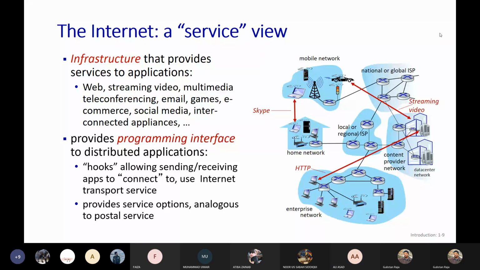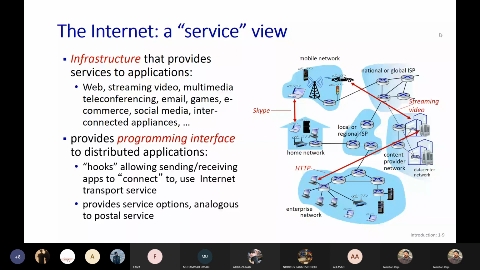So infrastructure is there. Look at this slide. Basically the internet provides you infrastructure. Infrastructure means these routers, these communication links, they all come into infrastructure. And this infrastructure is providing various services to applications which are running at different end systems. What are those applications? For instance, streaming video, multimedia, teleconferencing, email, games, and there are various applications which are running in different end systems, and the internet is providing infrastructure to those devices, to those services. So this is one view of the internet.